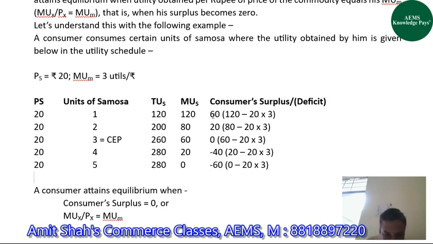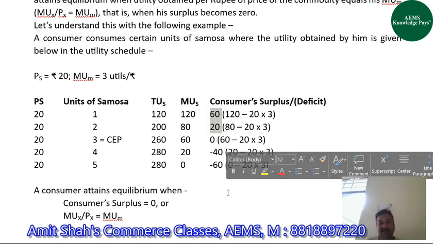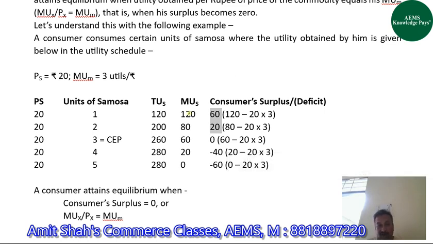With this, we understand one more thing, guys. In the process of continuous consumption, consumer surplus also has a diminishing trend. And it is because of diminishing marginal utility. I hope, guys, you have understood this.